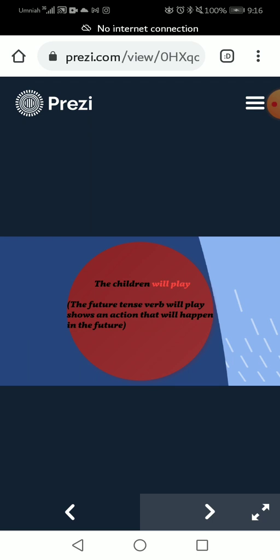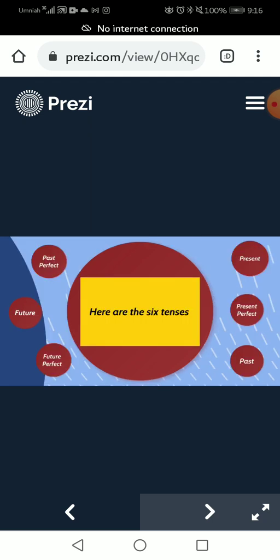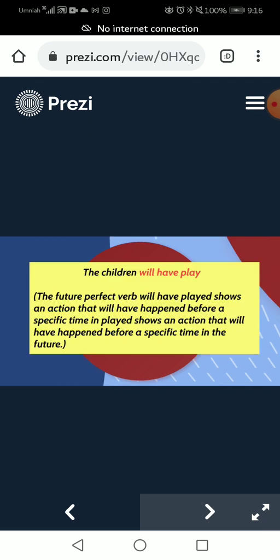Future, the children will play. Now, the future tense verb will play shows an action that will happen in the future. Something will happen in the future. Future perfect, the children will have played. The future perfect verb will have played shows an action that will have happened before a specific time in the future.